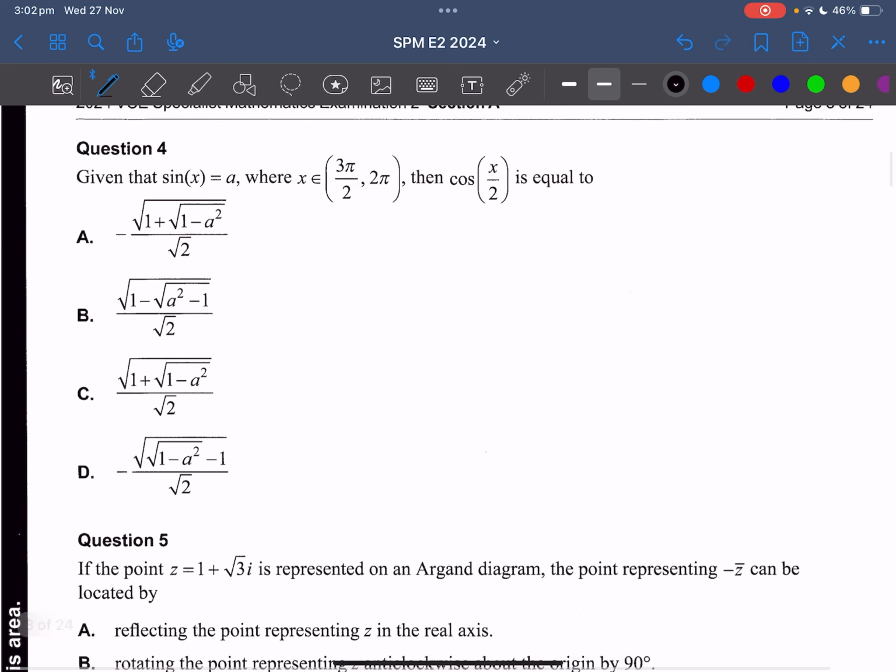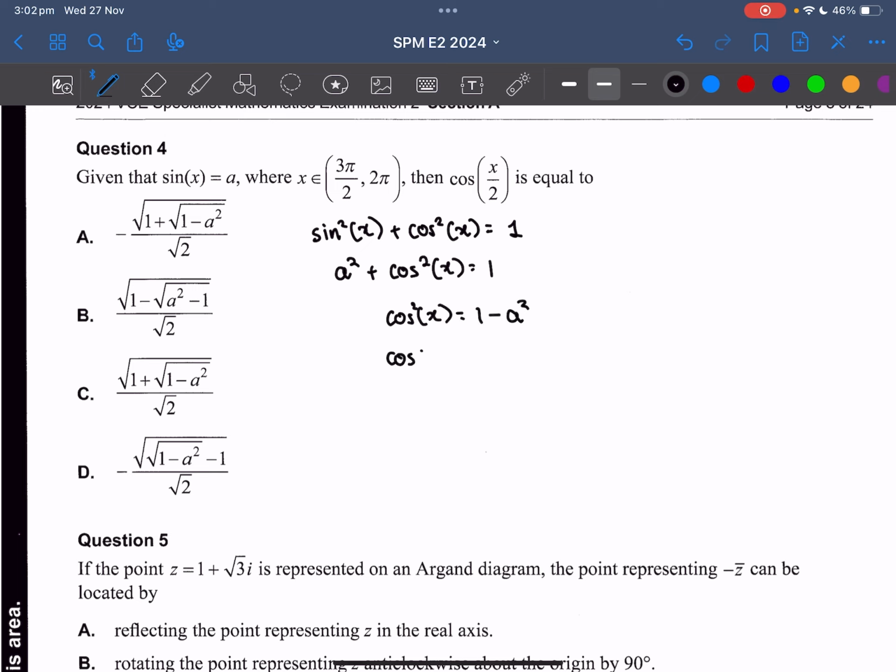Question 4: given that sine x equals a, where x belongs to this domain, then cosine of x on 2 is equal to what? In that case, I can use the trigonometric identity that sine squared of x plus cosine squared of x equals 1. So a squared plus cosine squared of x equals 1, so cosine squared x equals 1 minus a squared. So cosine x would be the square root of 1 minus a squared. Oh, plus or minus, of course.